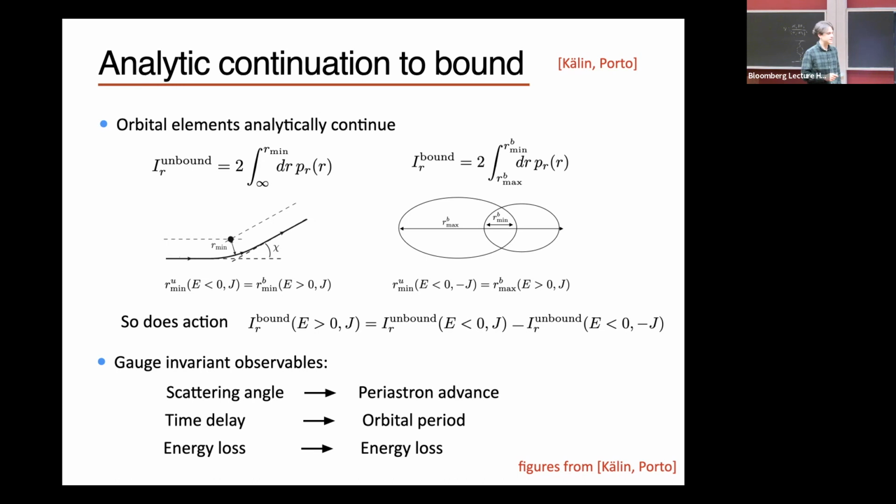This tells you that the average over angular momentum of the scattering angle is the periastron advance that the action computed. The average of the time delay is the orbital period of the binary. And the energy loss over the entire time of the unbound trajectory is actually related to the energy loss over one period of the bound problem. So there are these beautiful relations, which unfortunately also break down because of this tail effect. So we need to understand them better if we want to learn how to connect to the inspiral directly.